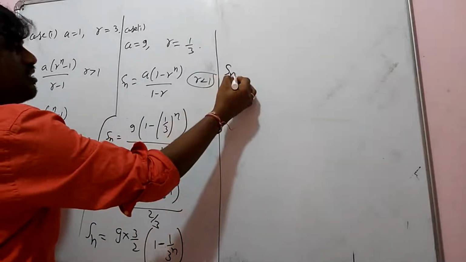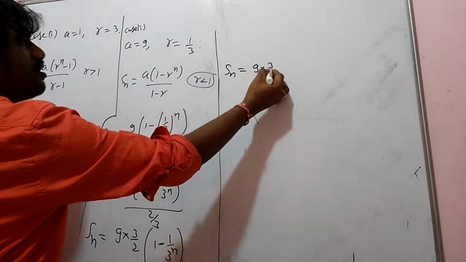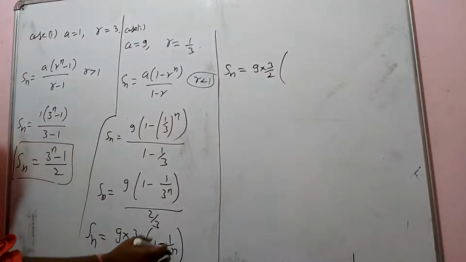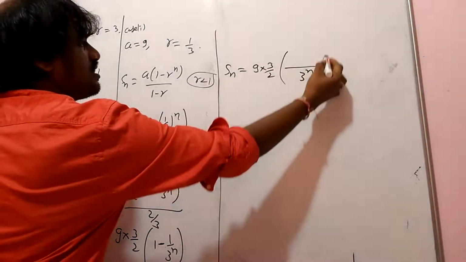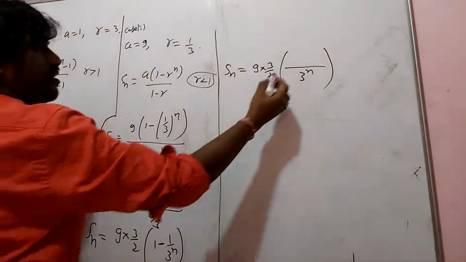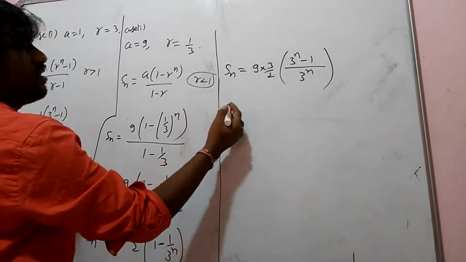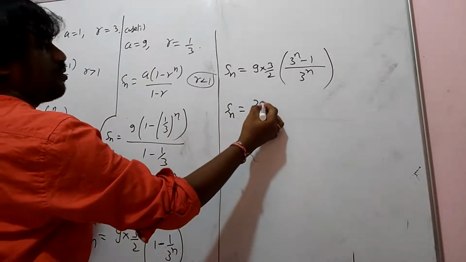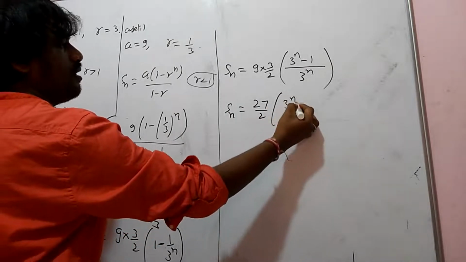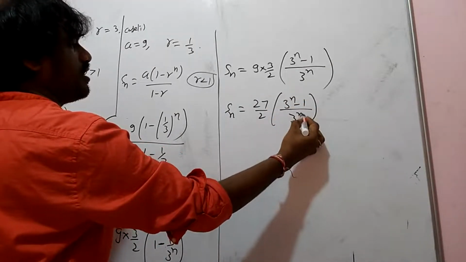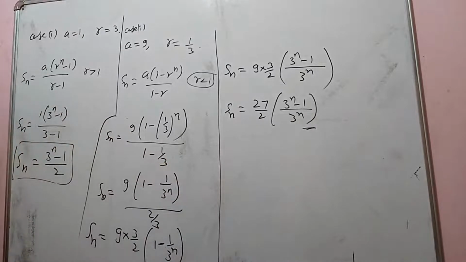So Sn is equal to 9 into 3 by 2, if I take the LCM of 3 to the power n, so 3 to the power n minus 1. So this will be the final answer. Sn is equal to 27 by 2 into 3 to the power n minus 1 by 3 to the power n. Any doubts now? It's connected now. Okay, fine.